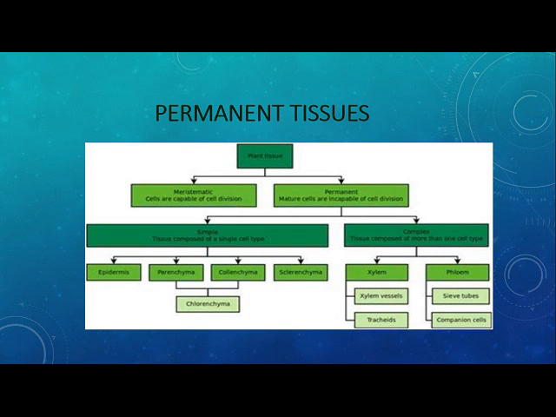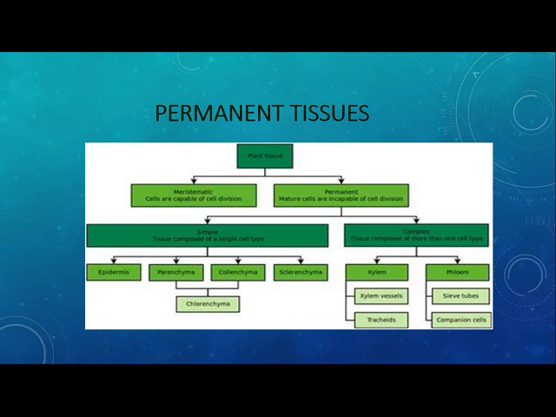Okay, we are studying now about the permanent tissue. When we study about permanent tissue, we find that certain permanent tissues have a simple structure, while some of them have a complex structure. Those permanent tissues which have a simple structure we call simple permanent tissue, while the ones which have a little bit more complex structure are called complex permanent tissue.